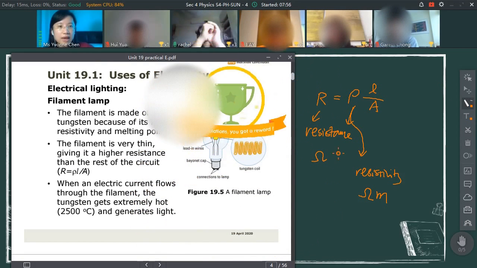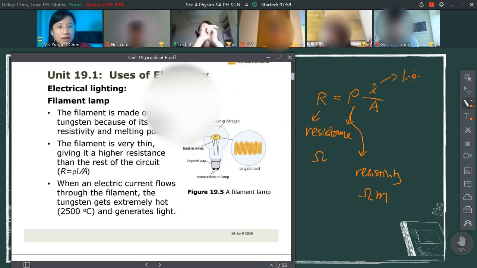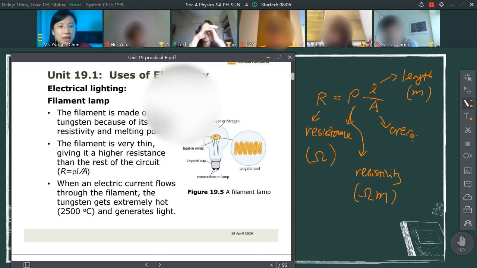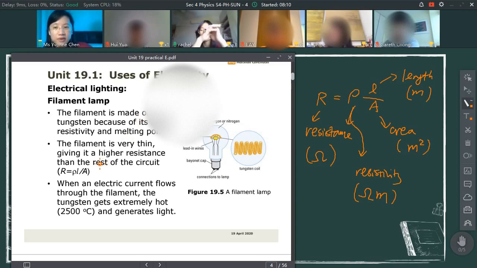Okay, so L is a length. The SI unit is meter. I'll put all the units in the bracket. And A is area. The SI unit is meter square. Okay, just a very quick recap.